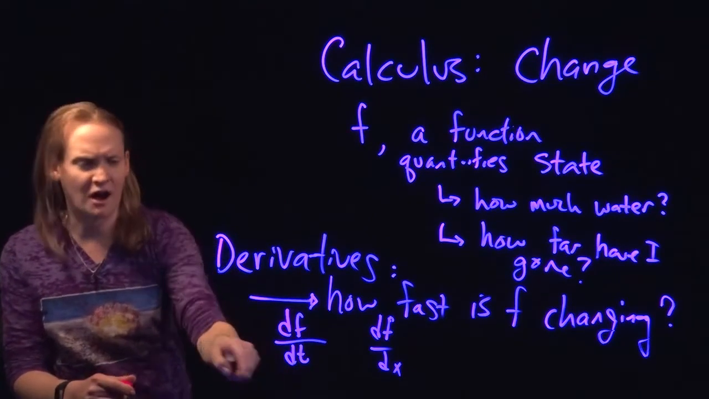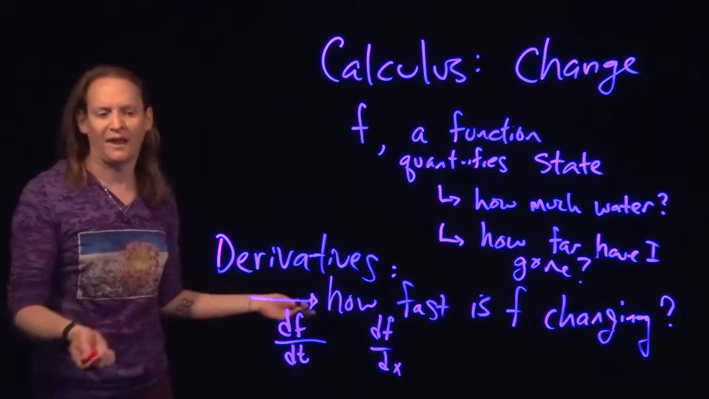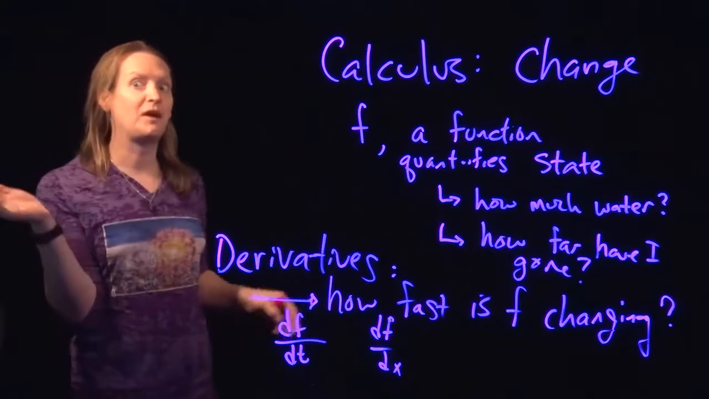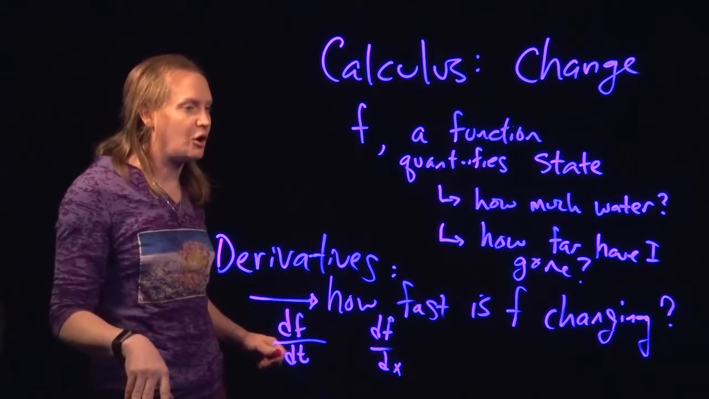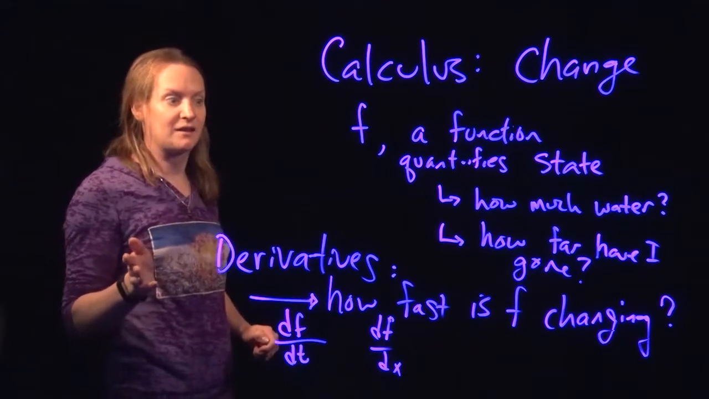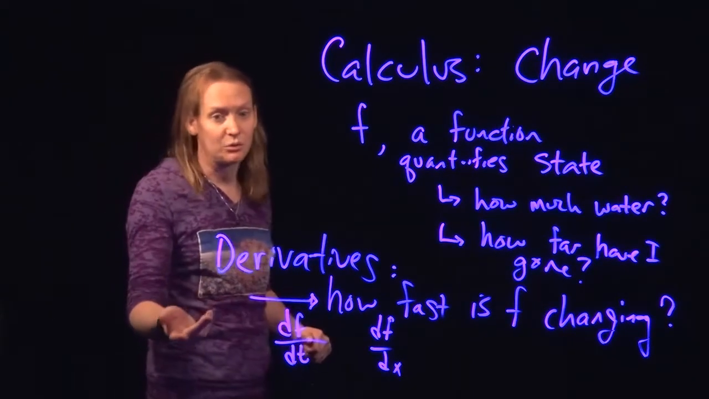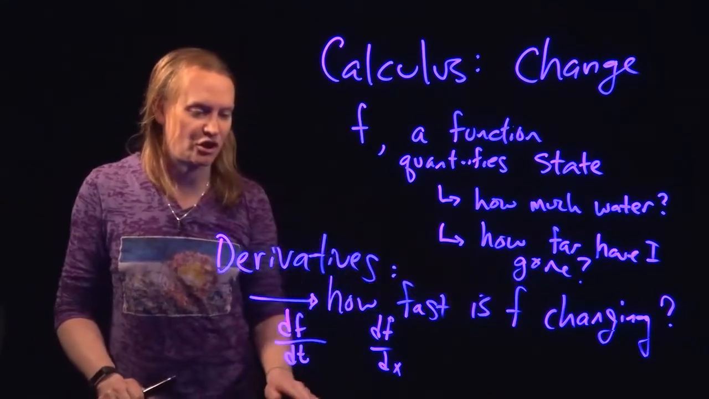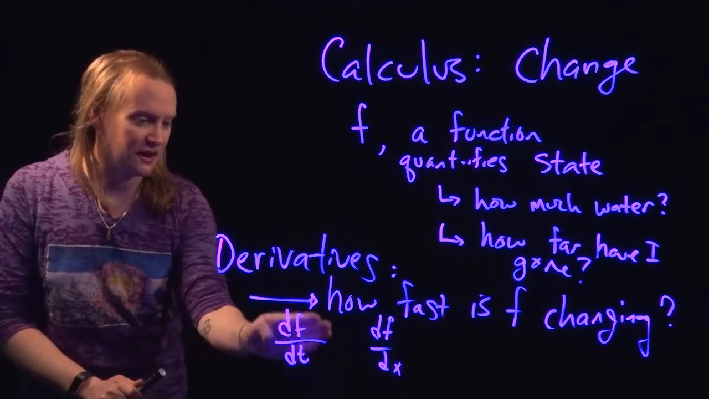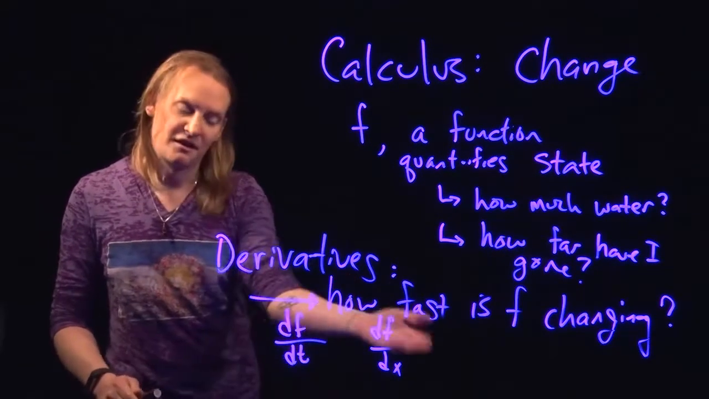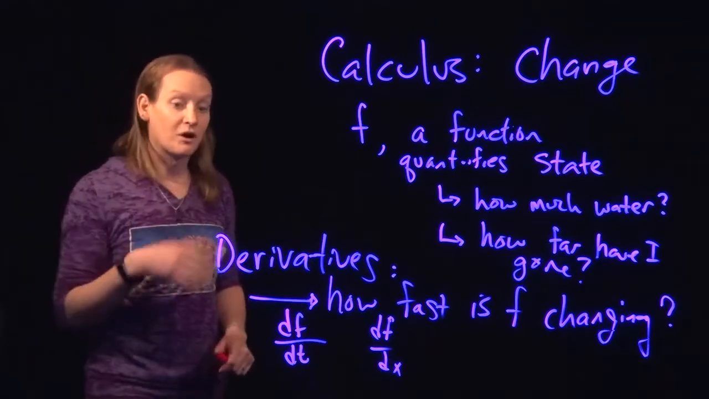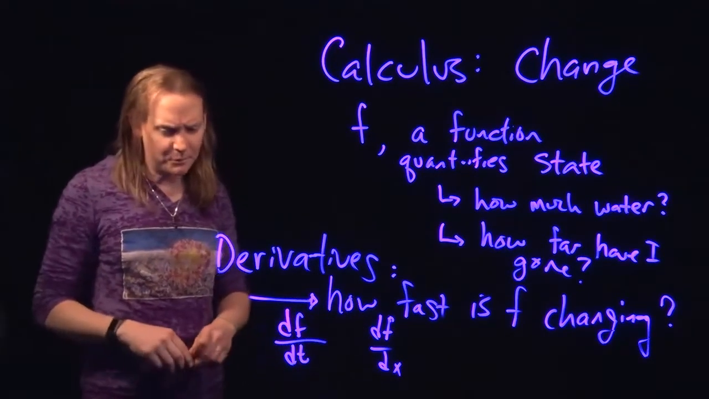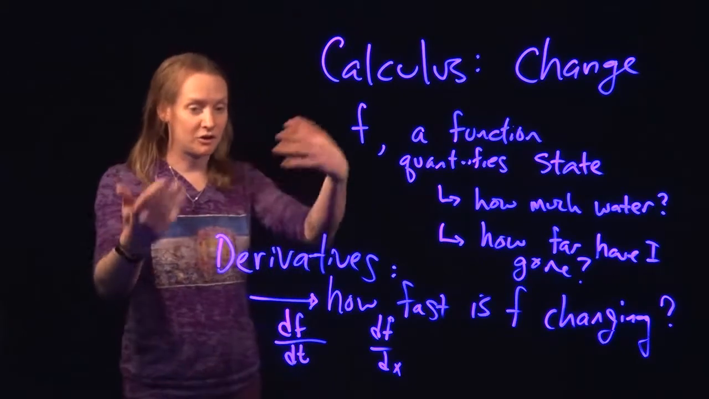We like to use t for time. We like to use x for space. Maybe your function isn't called f, because f is just f for function. Maybe it's called p for pressure. Maybe it's called s for state. Maybe it's called w for water. It doesn't really matter. So we're going to measure how fast f is changing, and we're going to represent that with a symbol, df/dt, df/dx, or whatever it happens to be. We'll come back later and talk about why we represent it as this fraction right here.